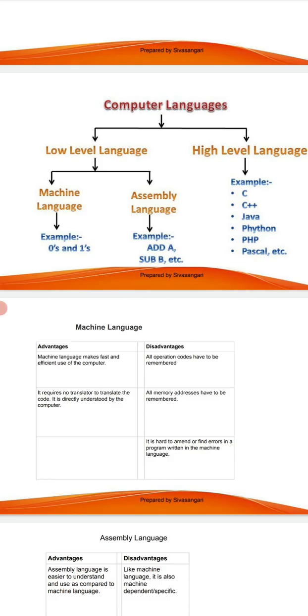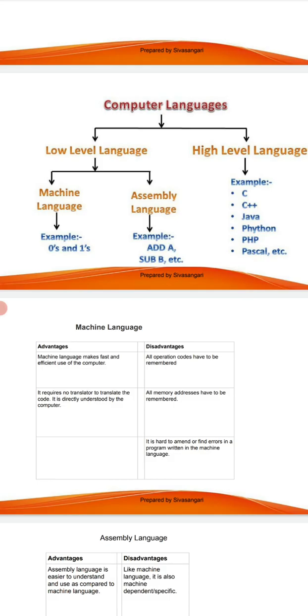High level language. High level languages use natural language called English language. So programs are written in the form of using English letters. Example: C, C++, Java, Python, PHP, Pascal, etc.